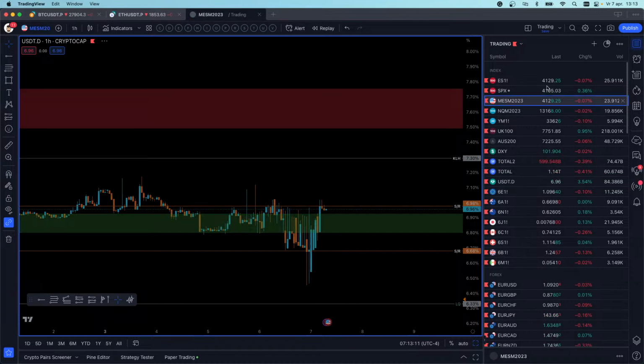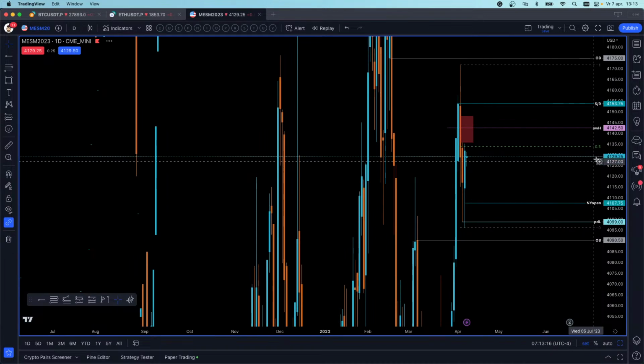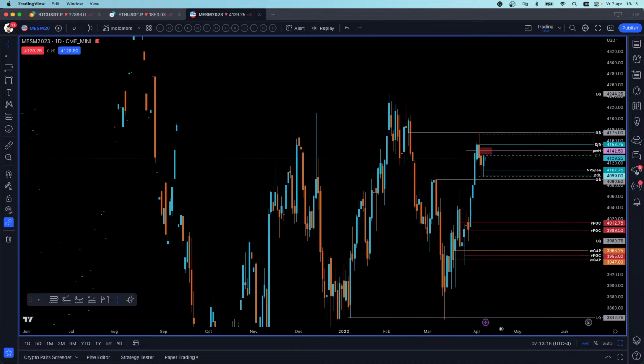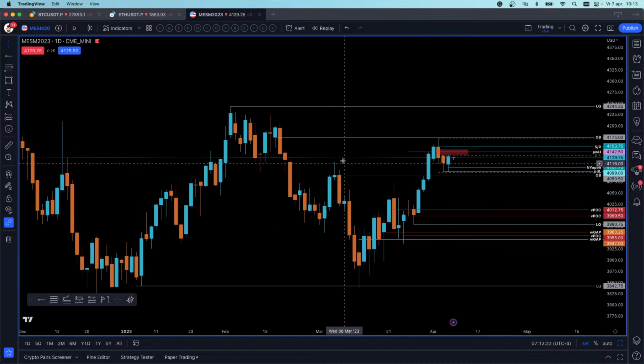And for the stock market, the same thing happened over here. So this was a liquidity level. So this was your magnet.